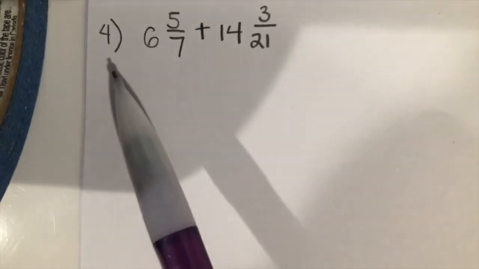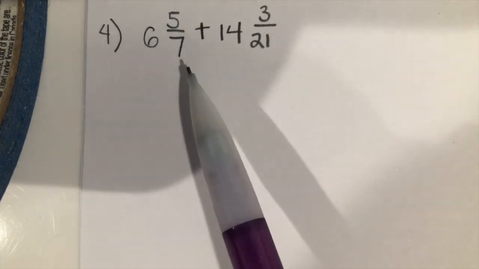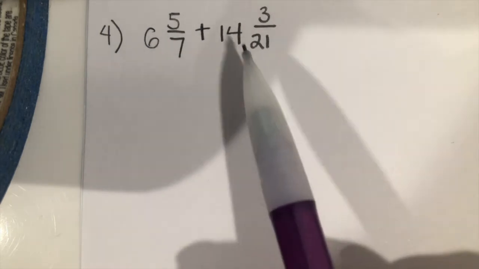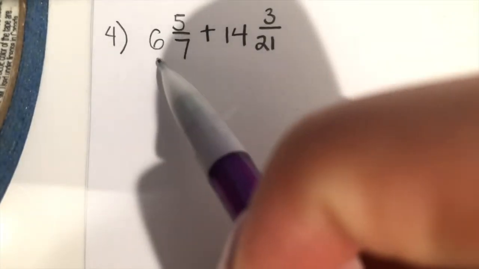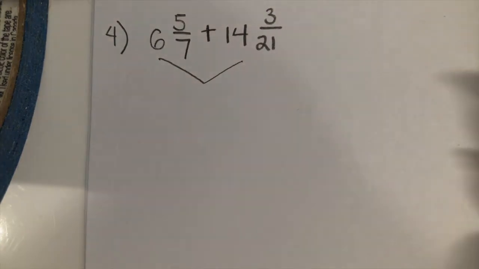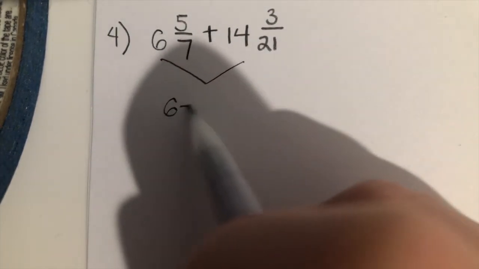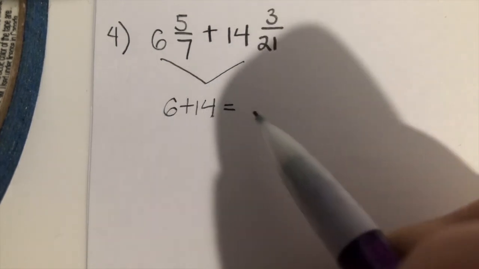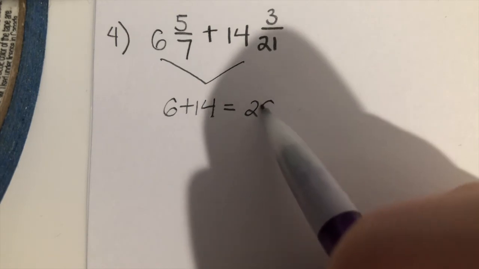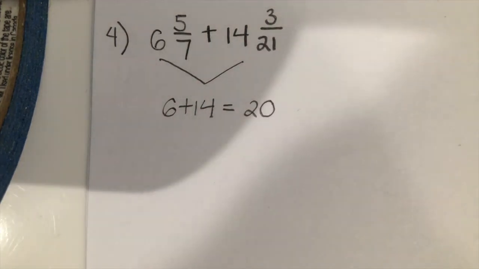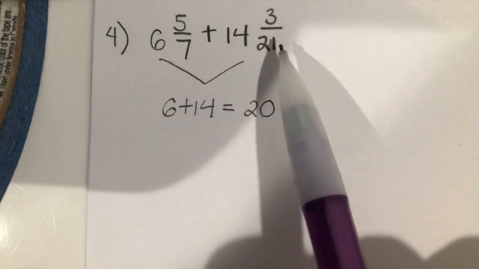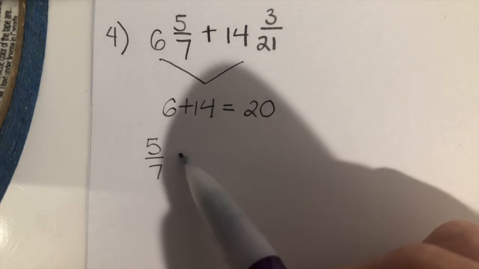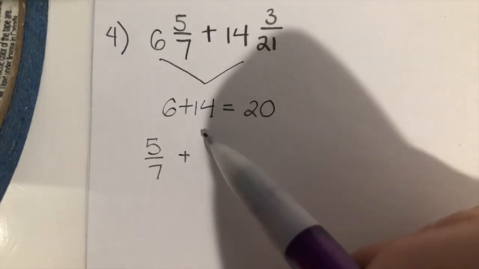Lastly, number 4. We have 6 5 over 7 plus 14 3 over 21. We're going to start again with our whole numbers. We're going to bring down 6 and 14. So we have 6 plus 14, which is 20. Now we're going to bring our fractions down. We're going to bring 5 over 7 down first, then the plus sign, and finally 3 over 21.